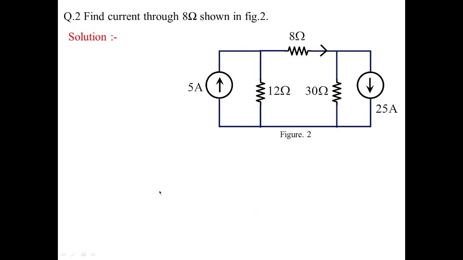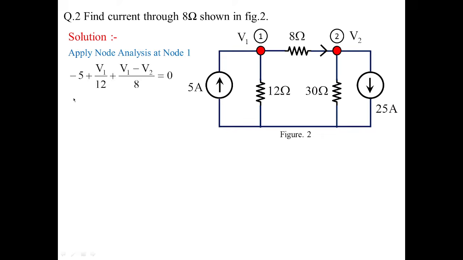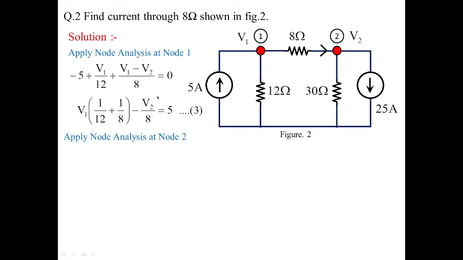Now also cross check the result with node analysis. For this I have identified node 1 and node 2. So I am going to apply node analysis at node 1 and node 2 respectively like this. You can see minus 5 amperes coming towards it. So minus 5 plus V1 by 12 plus (V1 minus V2) by 8 is equal to 0. So this is one node equation. I am taking that node equation as 3.